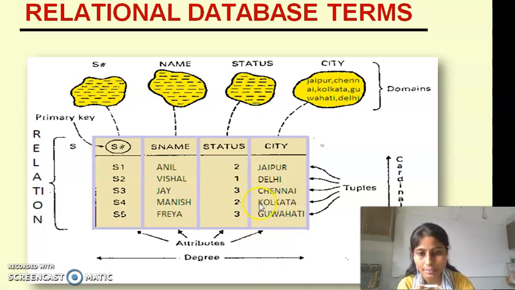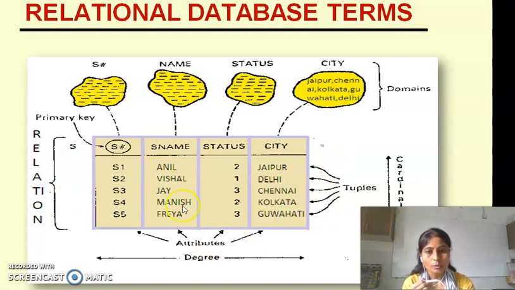In the same manner, we can see 1, 2, 3, 4, 5 rows are available in this table. So the rows in our DBMS are known as tuples, and the total number of tuples present in a table is known as the cardinality. So the cardinality of this table is 5, and the degree of this table is 4, because 4 attributes, 4 columns are available in this table.